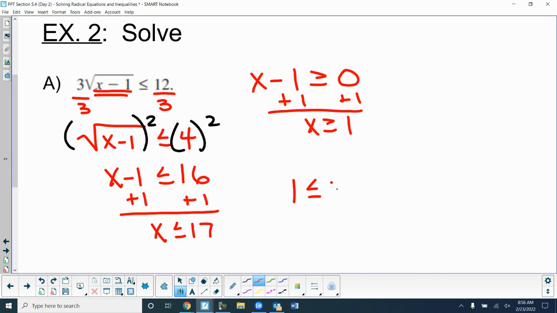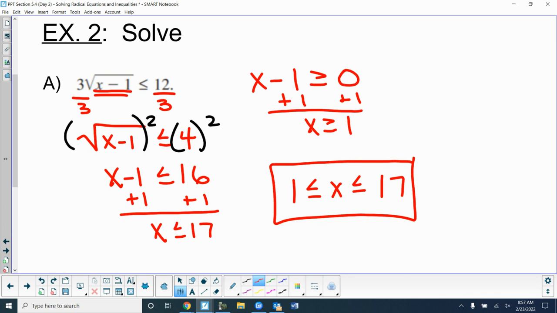1 is less than or equal to x, which is less than or equal to 17. Okay? Any of those numbers work. If I get a number less than 1 or greater than 17, it won't work in that original problem.